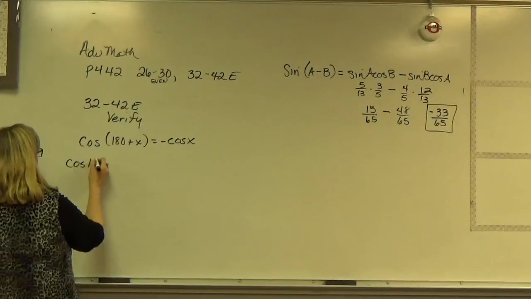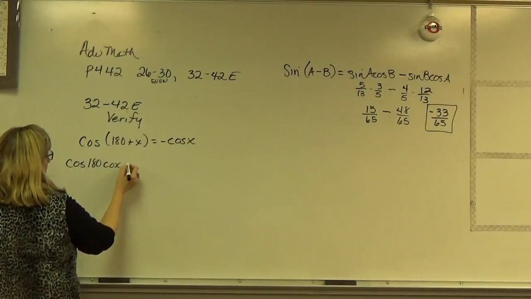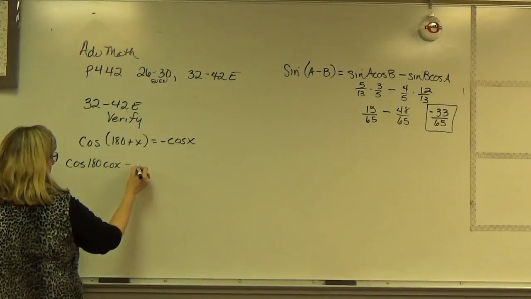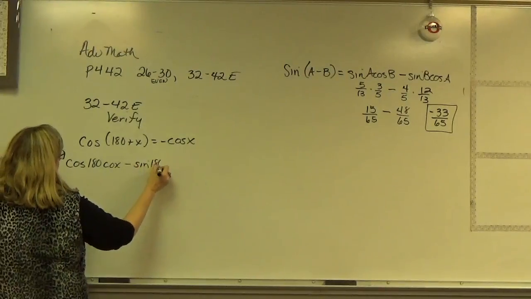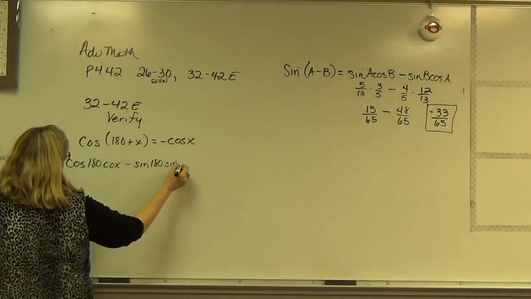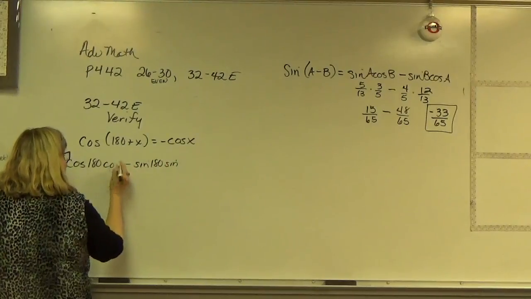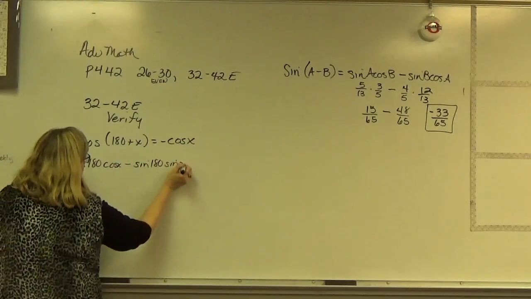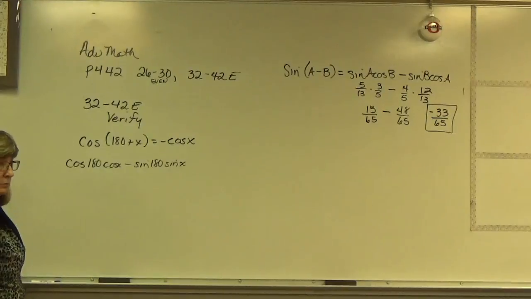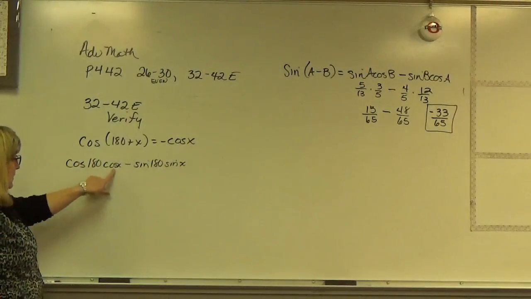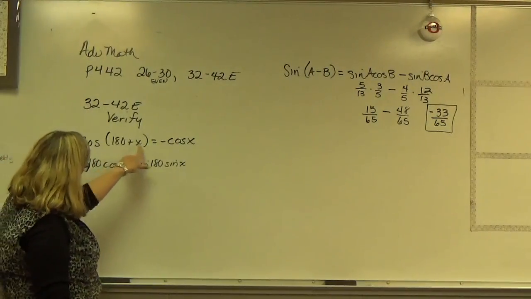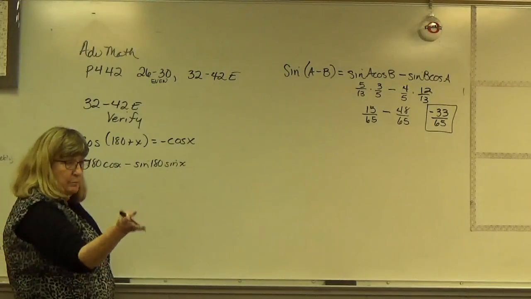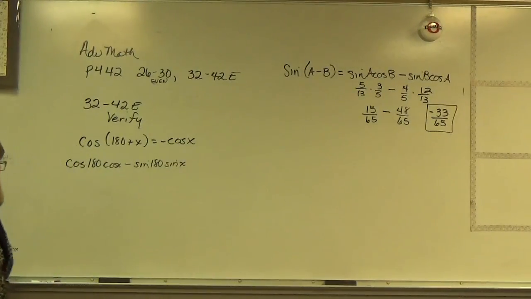Cosine of the first times cosine of the second, minus sine of the first, sine of the second. Okay, are we good there? Cosine of the first, cosine of the second, minus sine of the first, sine of the second. Now, turn to the flip side of your information sheet. You should have a table on there, right? What's the cosine of 180? Negative 1.